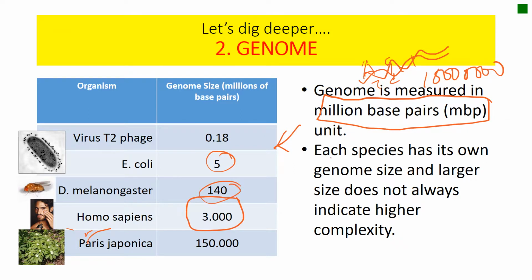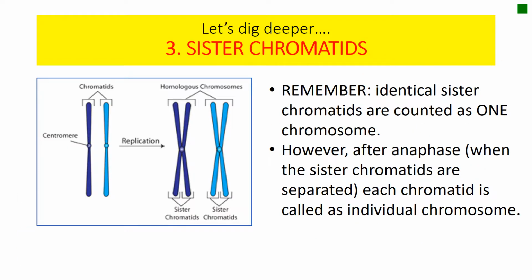So again, each species has its unique genome size, and larger size is not necessarily an indication of higher complexity. So the next terminology is sister chromatids. And I believe we have learned about this in grade 10, but that's okay, let's repeat.